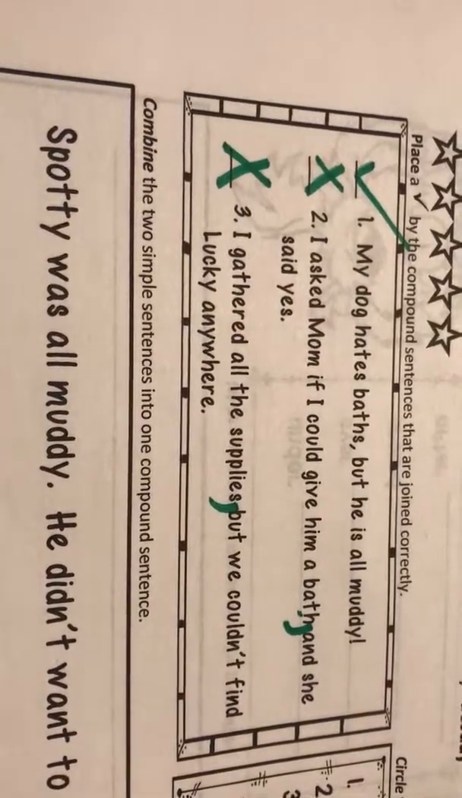Now, your directions on the sentence is combine the 2 simple sentences into 1 compound sentence. Okay? So here's your 2 sentences. Spotty was all muddy. He didn't want to take a bath. So, we're going to combine these by, let me go ahead and write it. Spotty was all muddy. We need to look at the way these sentences are related. He's muddy. He doesn't want to take a bath.